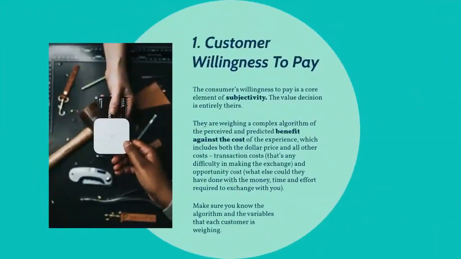1. The customer's willingness to pay is a core element of subjectivity. The value decision is entirely theirs. They're weighing a complex algorithm of perceived and predicted benefit against the cost of the experience, which includes both the dollar price and all other costs: transaction cost, that's any difficulty in making the exchange, and opportunity cost. What else could they have done with the money, time, and effort required to exchange with you? Make sure you know the algorithm and the variables that each customer is weighing.